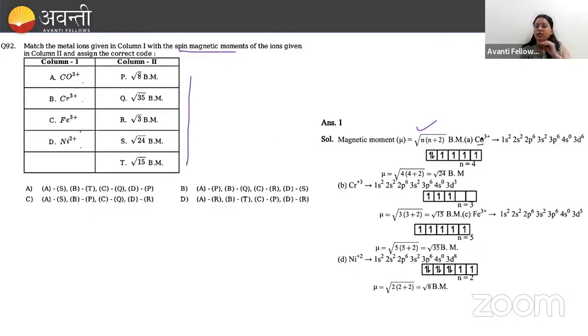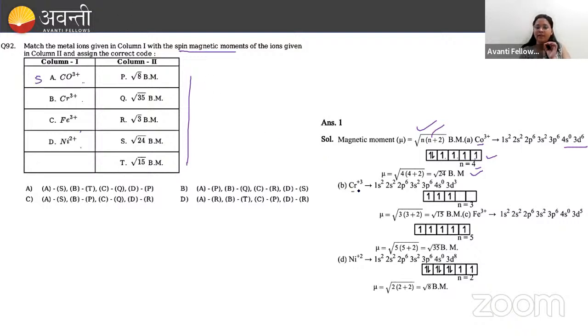So you know the Co3+ ion, its electronic configuration is what? It is 3d6 4s0. So we just need to consider the valence shell electronic configuration. When you put 6 electrons into the d shell, how many unpaired electrons are present? 4. So put n equal to 4. 4 plus 2, 6. 6 into 4, how many? 24 Bohr magneton will be the magnetic moment for this Co3+ ion. That is option S, column S.